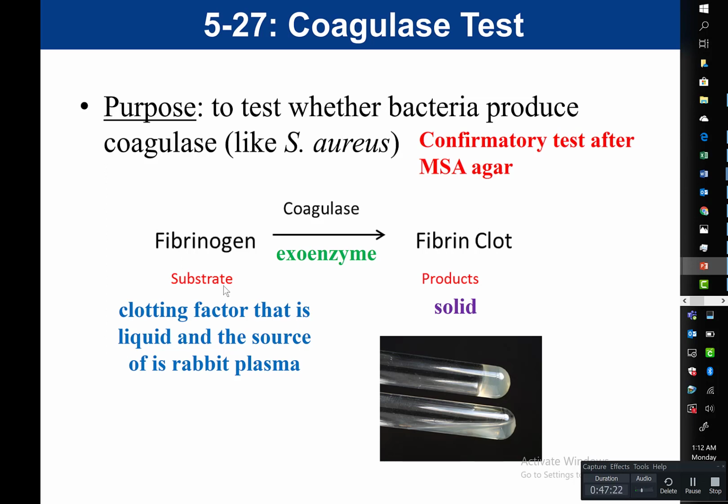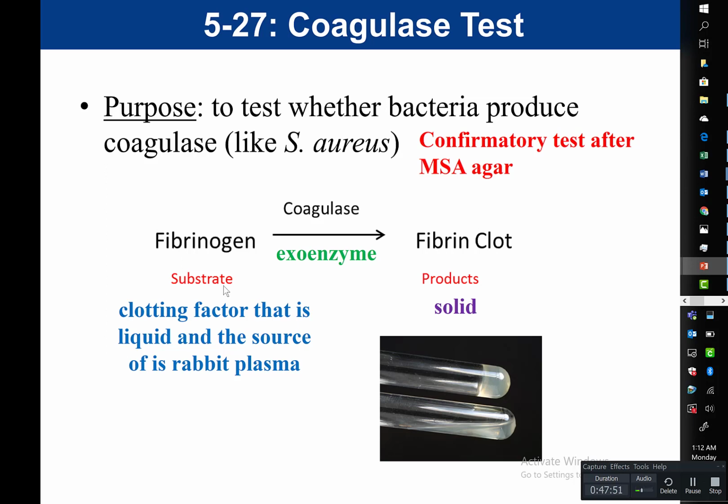Staph aureus would produce it. It would secrete it out of its cell and into the bloodstream. And when it puts it in the blood, it's going to take that fibrinogen that's in the blood and produce that fibrin clot. And remember that the purpose of that fibrin clot is that it's going to protect the bacteria from the immune system.